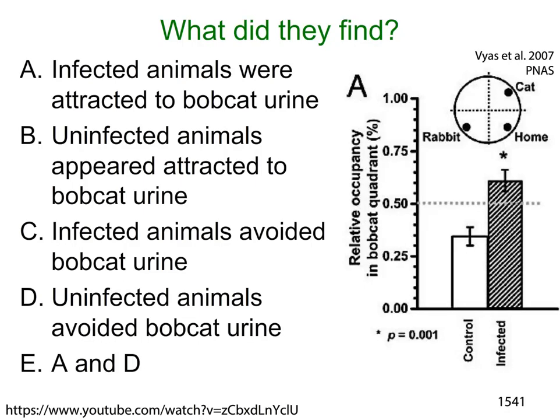Okay, so based on what we talked about, what do you think they found? Stop lecture, read through the questions, choose your answer. Hopefully you chose answer E. Okay, so infected animals were attracted to bobcat urine and uninfected animals avoided the bobcat urine. Make sure that makes sense, okay? But seriously, it's a parasite, guys. How cool is that? So, again, the human side of me, ooh, but the scientist in me, this is really cool. Okay, so if you have any questions, definitely let me know.